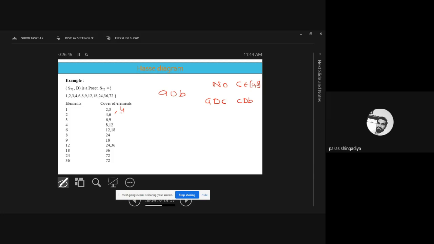Clear? So only two values are the cover elements of 1, that is 2 and 3. Okay, now for 2, so after 2, 3 is there.